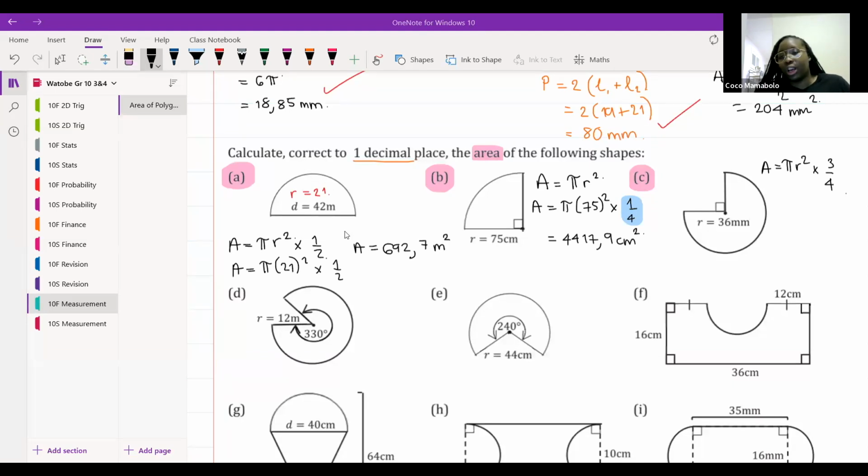All right. Okay, so if we calculate for this over here, they're nice enough to give us the radius. We're going to go area is equal to pi times 36 squared times 3 over 4. And the answer you should get here is 3,053.6 millimeters squared. Give me a thumbs up if you managed to get both of these questions correct.